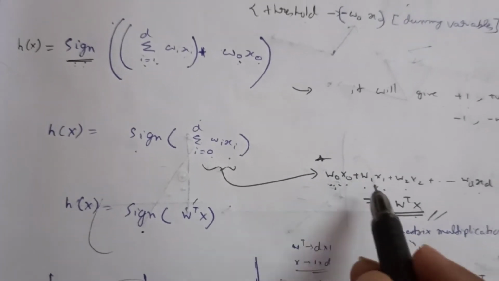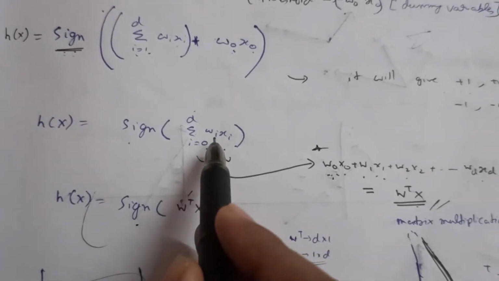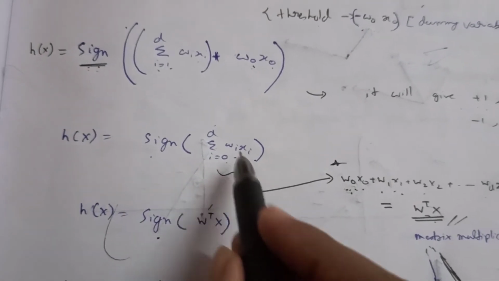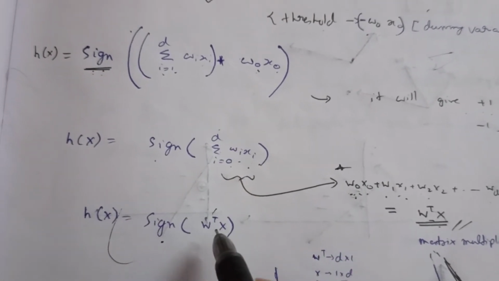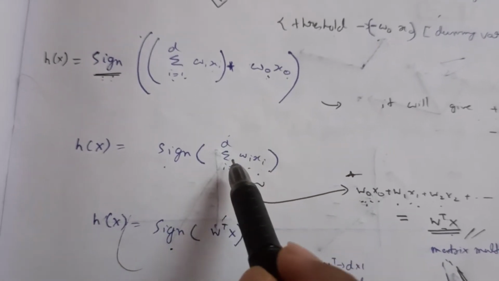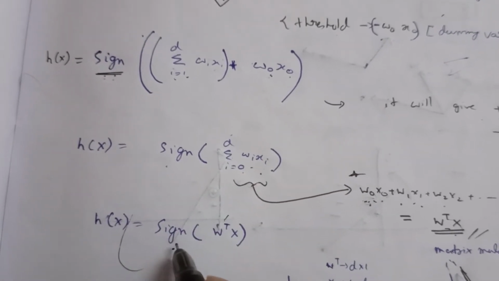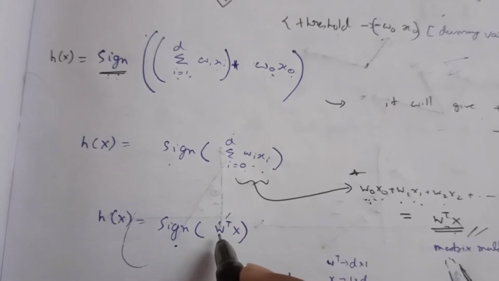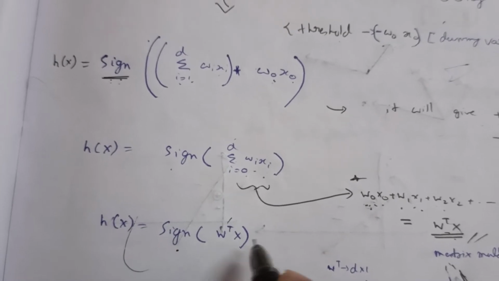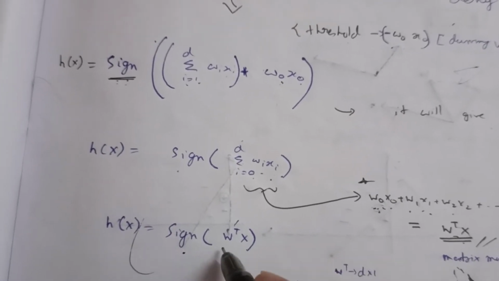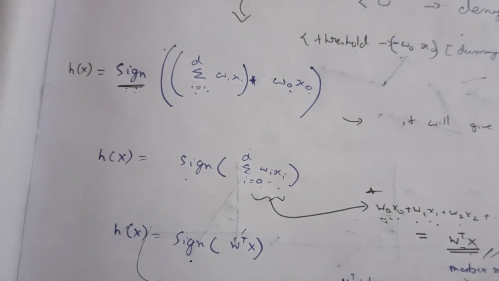So this whole thing becomes w transpose x, and it is inside the sine function, because w transpose x gives us the whole value, and the sine checks whether it is a positive or negative value. If it is positive, it gives us +1. If it is negative, it gives us -1. +1 means a good customer, so approve the loan. -1 means a bad customer, so deny the loan.